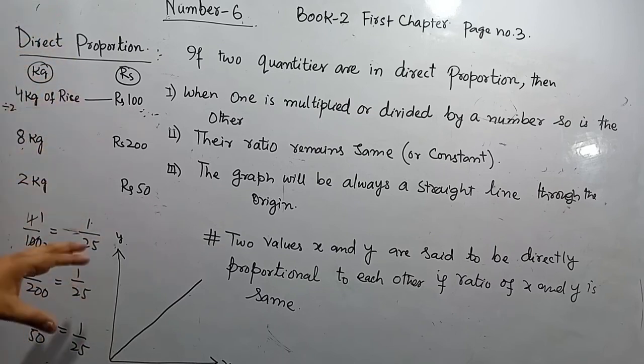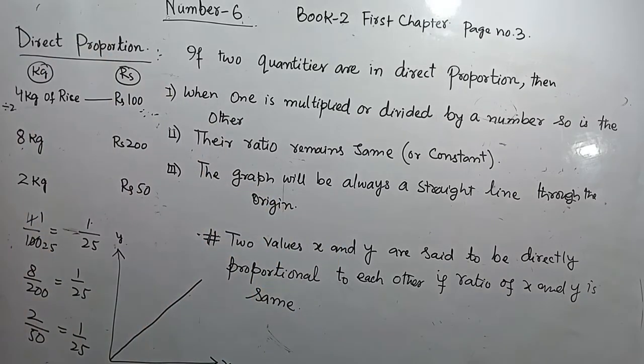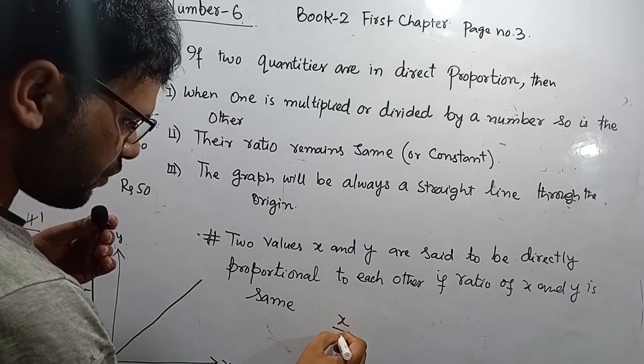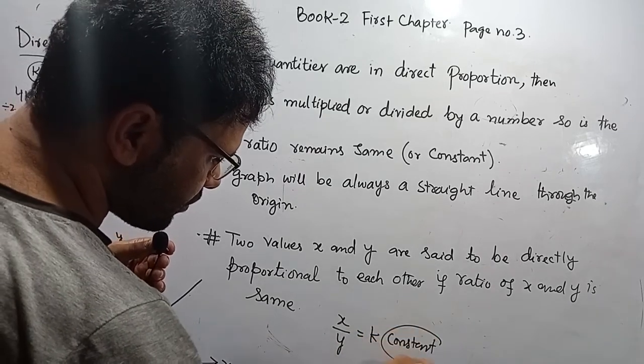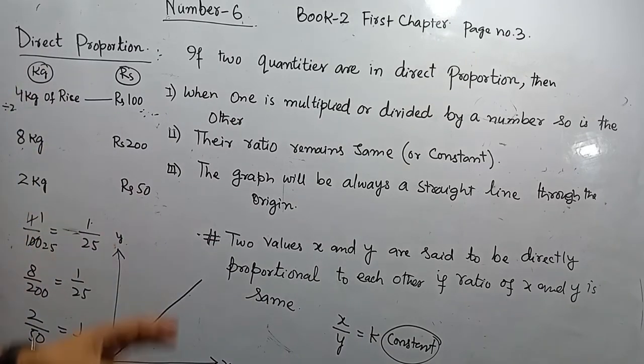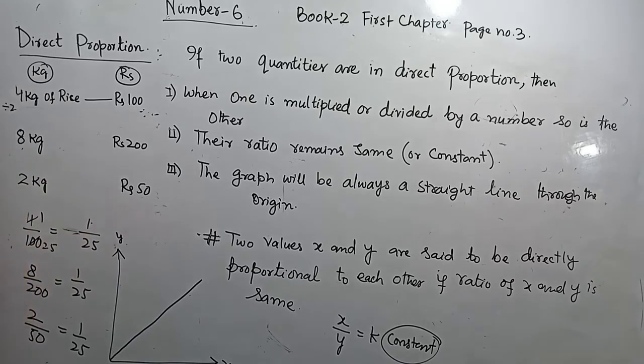This was about the direct proportion. Now generally you can see here, two values x and y are said to be directly proportional to each other if the ratio of x and y is same. I can say that is if x by y is equal to k, that's constant. Constant means same. If the ratio of the two quantities is same, we can say the two quantities are in direct proportion. This rule we have to understand and we have to remember. If we are given the two quantities and we are given the different values, we need to check whether the ratio is same. If ratio is same, then they are in the direct proportion.